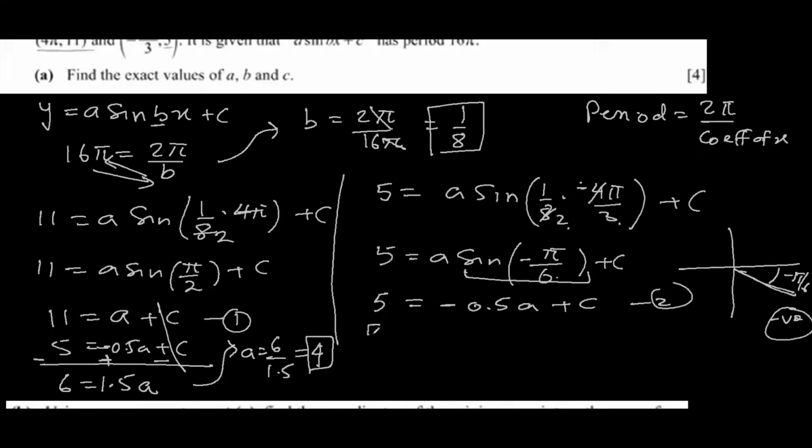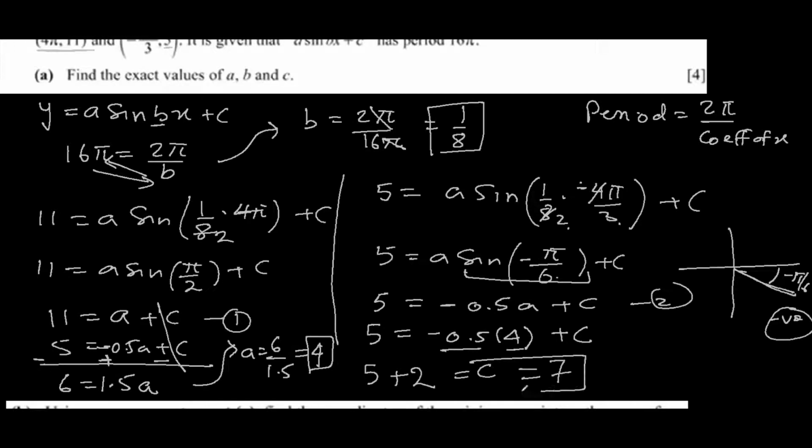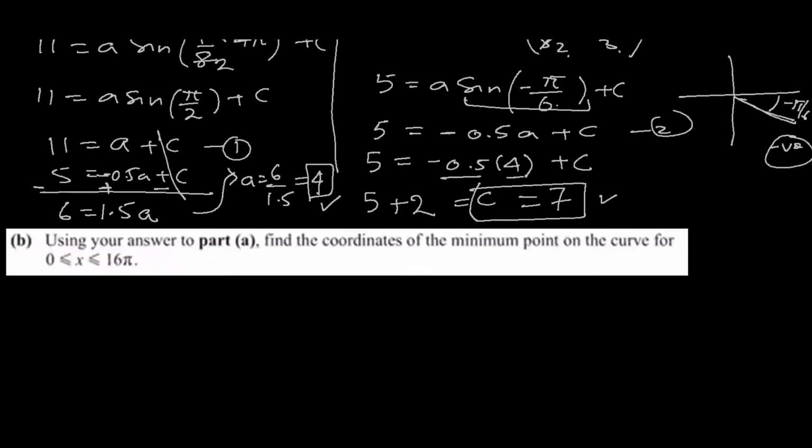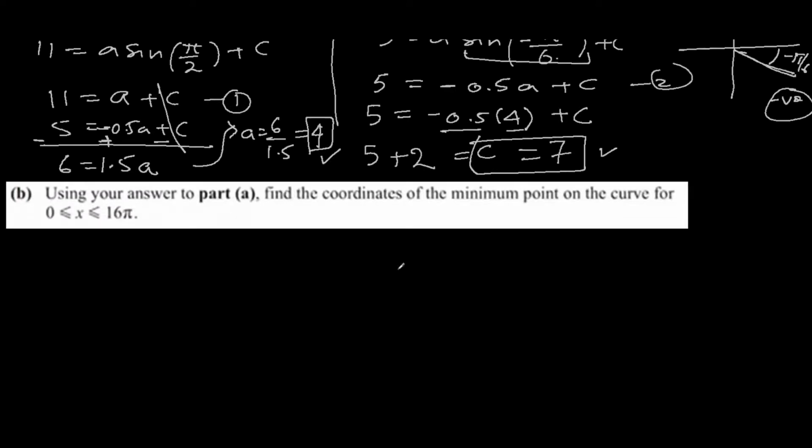And now let's use this equation to find the value of C. Minus 0.5 times 4 plus C. So C stays here, and minus 0.5 times 4 will be minus 2, but when we bring it across with 5 it becomes plus 2. So C is 7. 5 plus 2, 7. A is 4, C is 7. Let's see what's next. Using your answer in part A, find the coordinates of the minimum point on the curve for 0 to 16 pi. Okay.